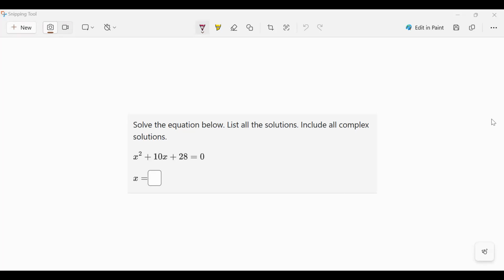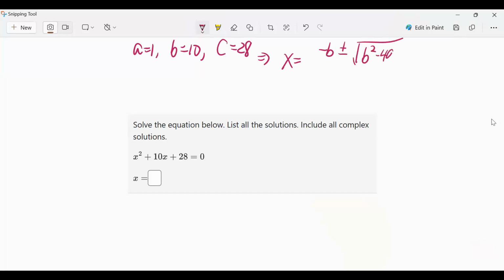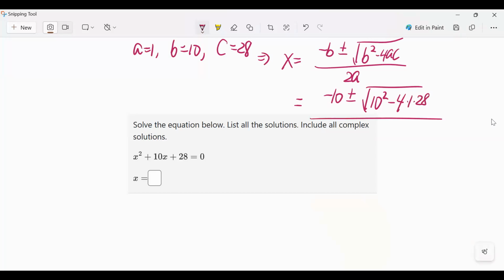So a again is 1, b is 10, c is 28. They're all positive. The formula is minus b plus minus square root of b squared minus 4ac over 2a. Throwing in all the numbers, it's minus 10 plus minus square root of 10 squared minus 4 times 1 times 28, over 2 times 1. So negative 10 plus minus square root of 100 minus 112, and then over 2, right? Then we're going to simplify it.